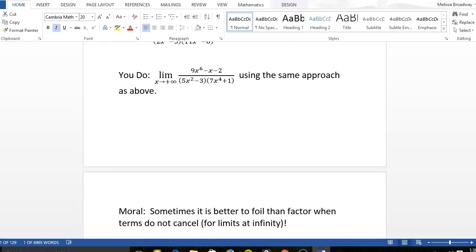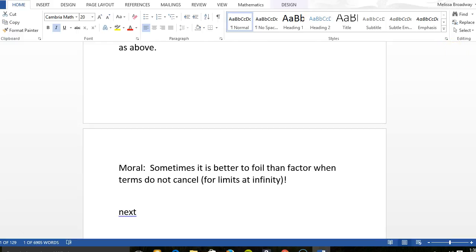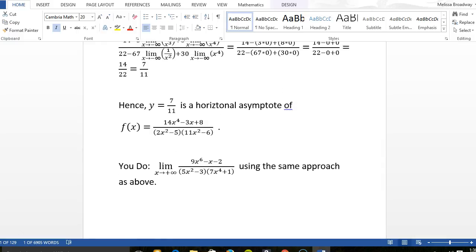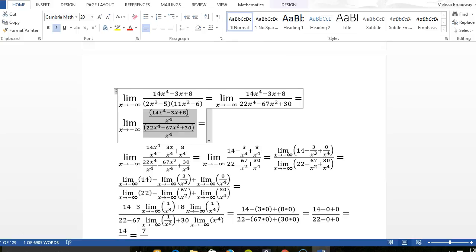But anyway, you do that one, and sometimes it's better to combine with FOIL than factor when terms don't cancel. And in this case, it was better. It made life a lot easier. In fact, to be honest with you, I don't see how we could have done this otherwise. Actually, we had to here.